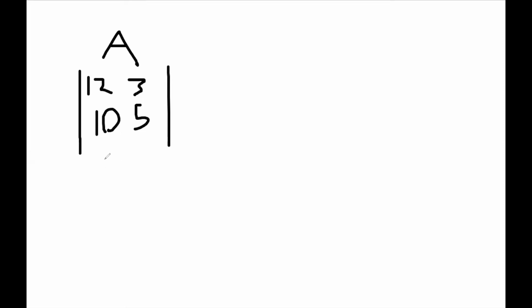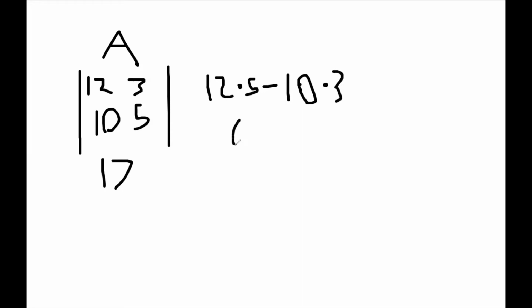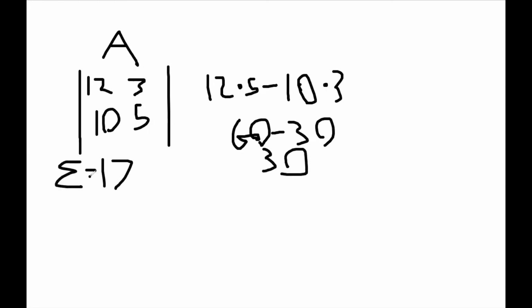We see that the sum of the diagonal is 17. And the determinant would be 12 times 5 minus 10 times 3. So that would be 60 minus 30. So it's just going to be 30. So we need two values that add to 17 and multiply to give us 30. These symbols are just like sum and product.